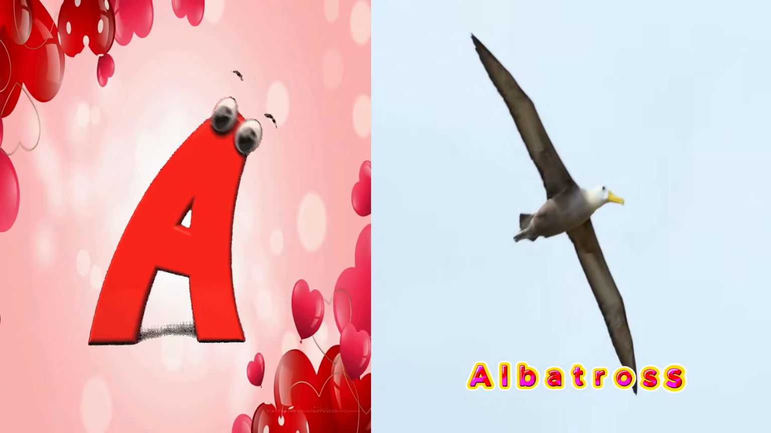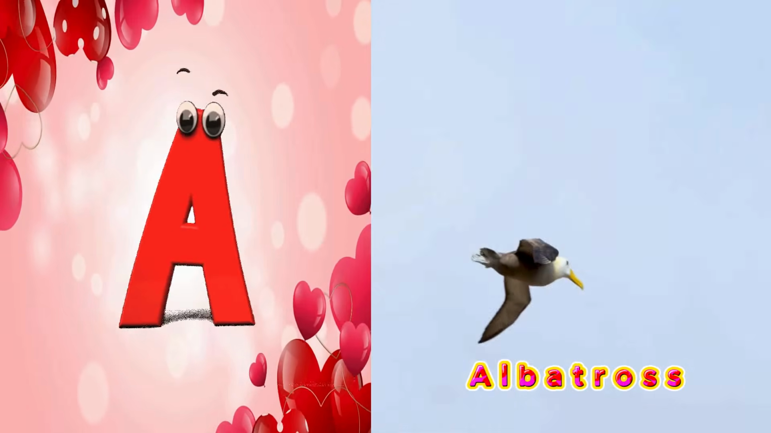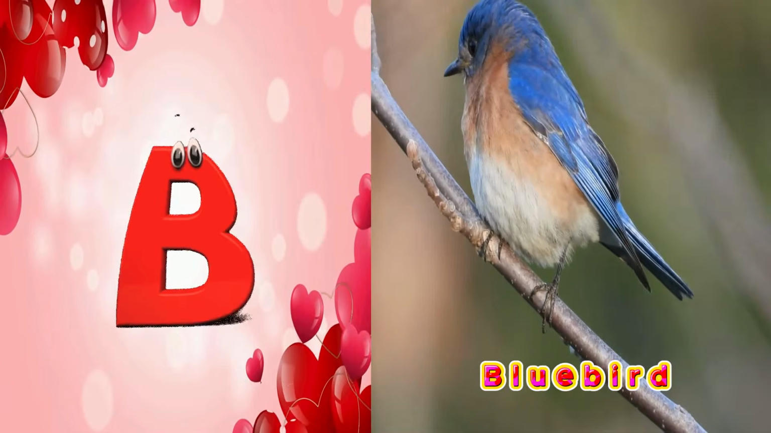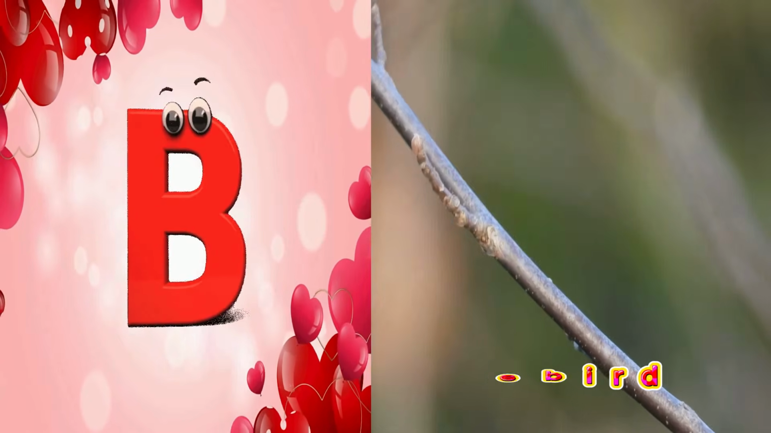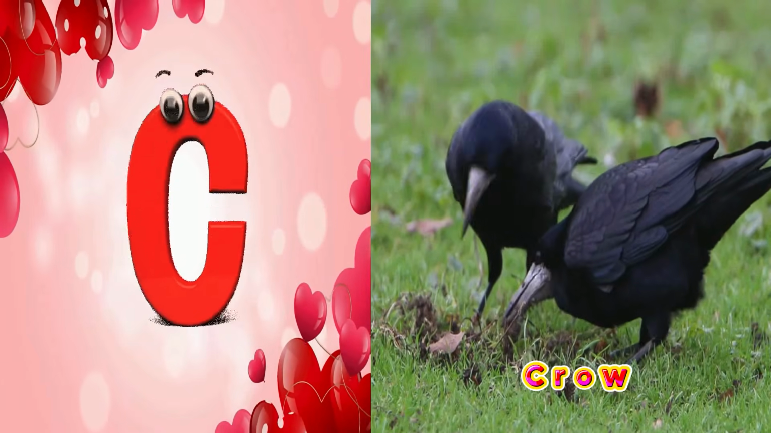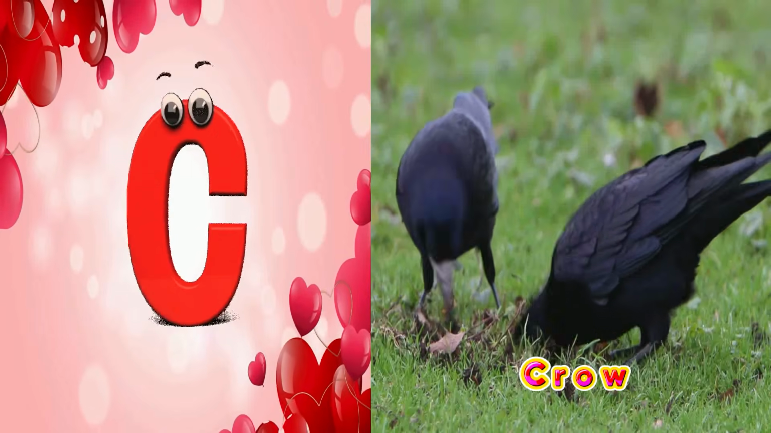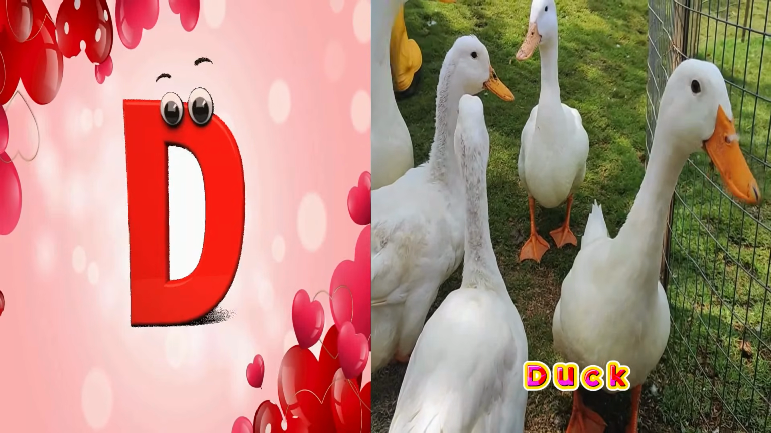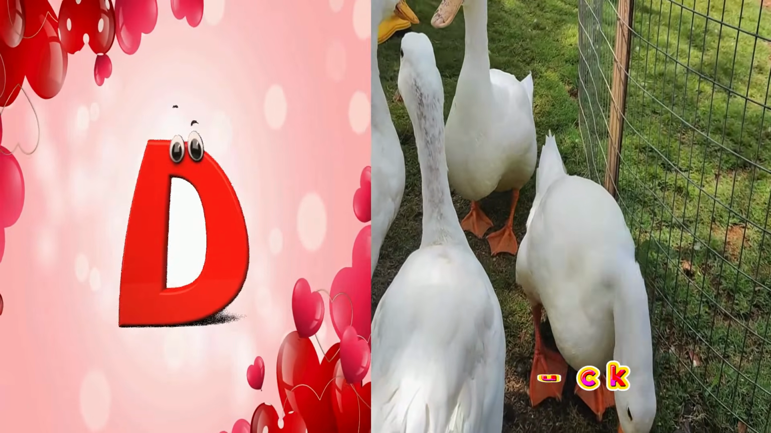A is for albatross. A, albatross. B is for bluebird. B, bluebird. C is for crow. C, crow. D is for duck. D, duck.